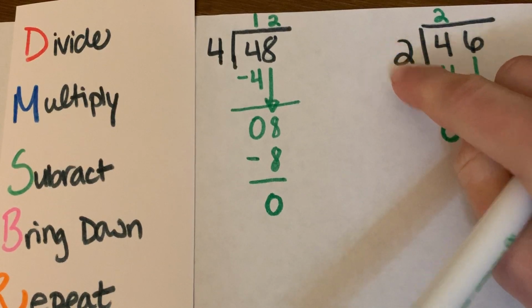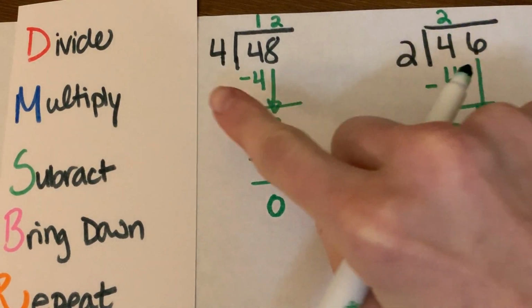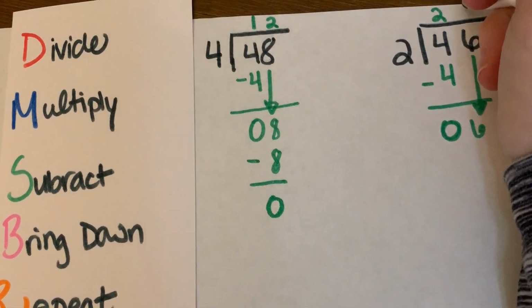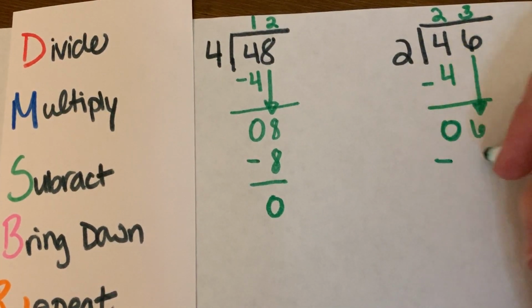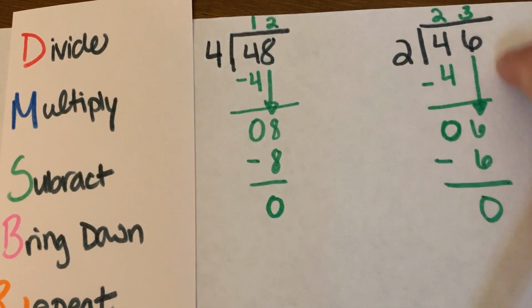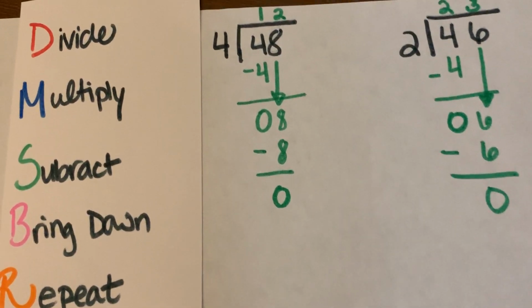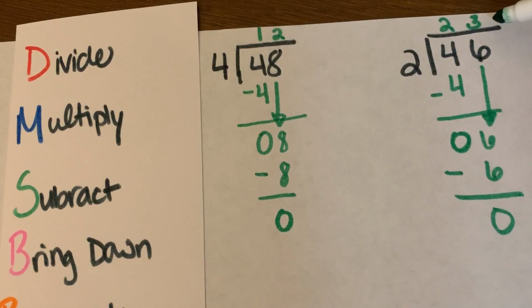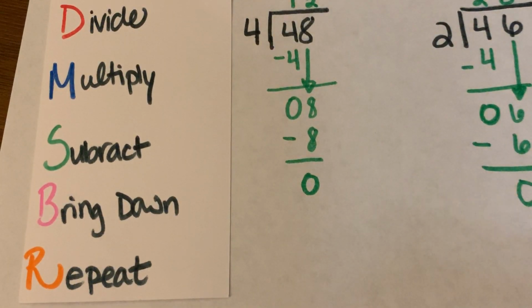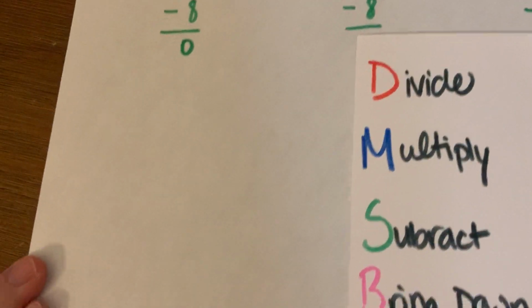Now I'm dividing 6 divided by 2, so I'm going to multiply. 2 times what gives me 6? 2 times 3 gives me 6. Subtract 6. 0. There's nothing else to bring down, so there's no need to repeat. 23 is my answer. Okay? So I have another one for you.